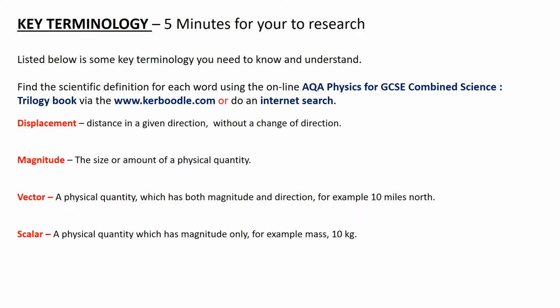A good example here is velocity is a vector because it has its speed in a given direction, whereas speed is a scalar quantity because it only has magnitude. Okay, it doesn't tell us the direction in which a car is travelling. Okay, so here we go.